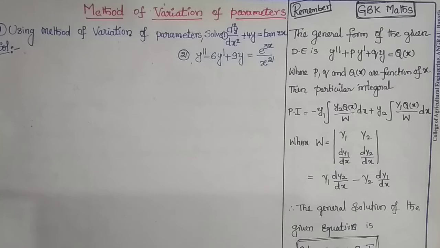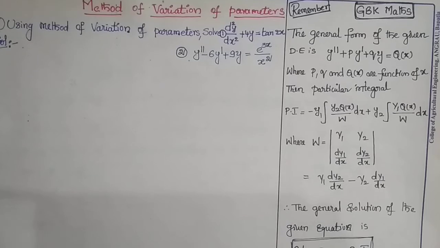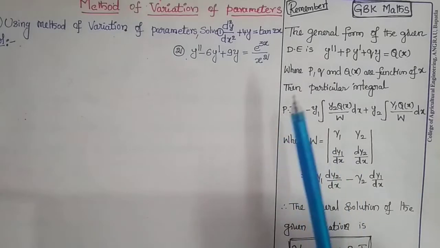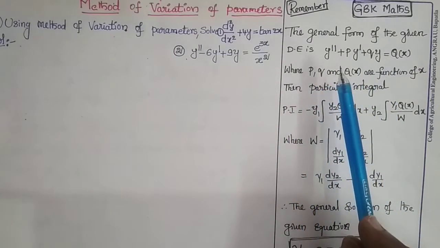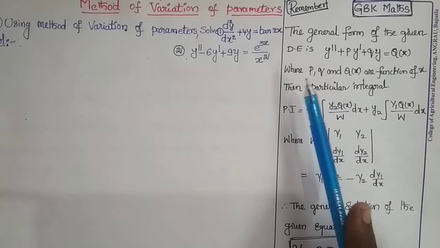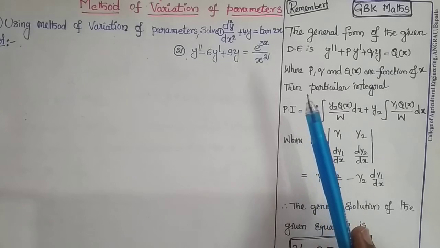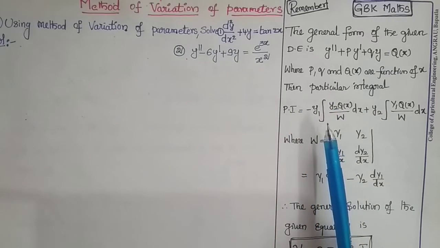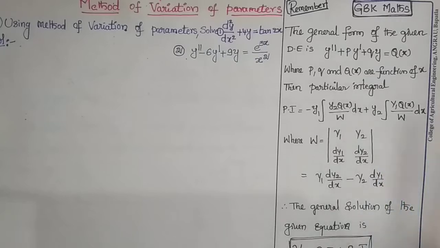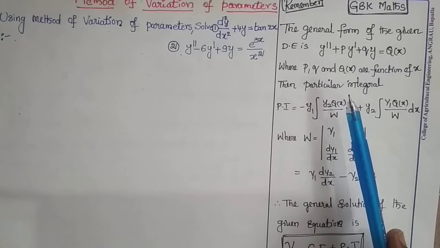Before we solve this question, let us recall the working rule of the method of variation of parameters. The general form of the given differential equation is y double prime plus p y prime plus q y is equal to Q of x, where p, q and Q of x are functions of x. Then the particular integral PA is equal to minus y1 integral y2 into Q of x by W dx, plus y2 into integral y1 into Q of x by W dx.